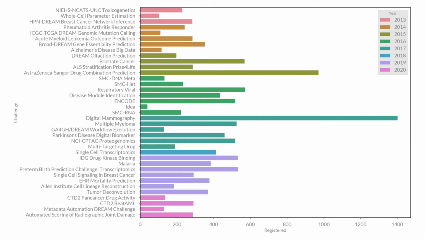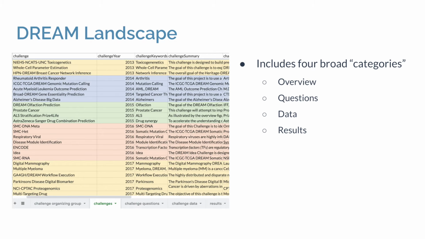We were also curious about the participation level of the challenges, so we further broke it down to look at the number of registrants by year and by challenge. All of the data was collected into a DREAM landscape, which has 4 broad categories. Overview, which has things like the name of the challenge, the organizers and sponsors, the challenge year, and so on. We also had a questions category, which had the sub-challenge questions, the scoring metrics, and so on. Data, which had the data type and the formats available for the sub-challenges. And finally, the results page, which listed who won the challenge, how many submissions there were, and so on.